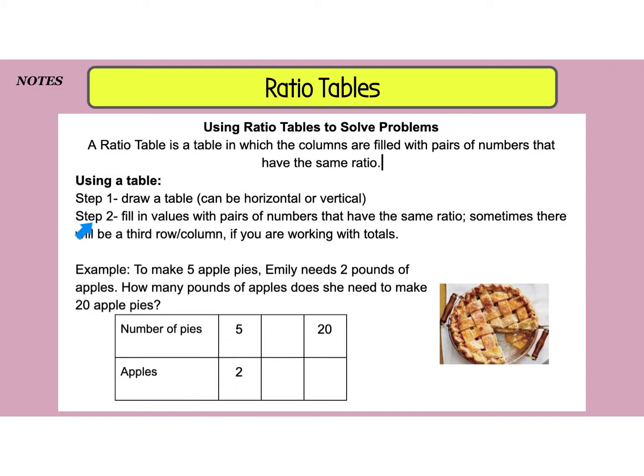And you can see here step 2 is fill in values with pairs of numbers that have the same ratio. So I have a 5 to 2 ratio here, and the question is asking us how many pounds of apples Emily needs to make 20 apple pies. So we're going from 5 to 20. There are a couple different ways to think about this.